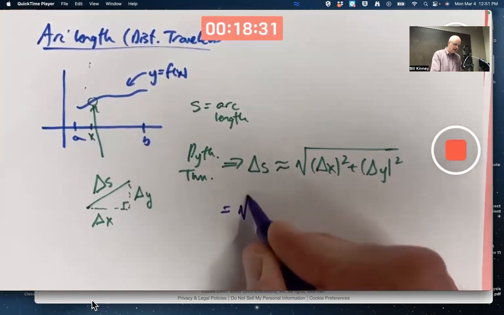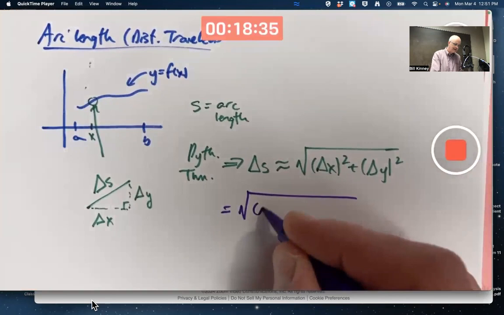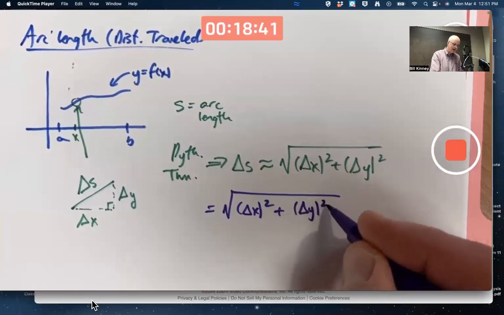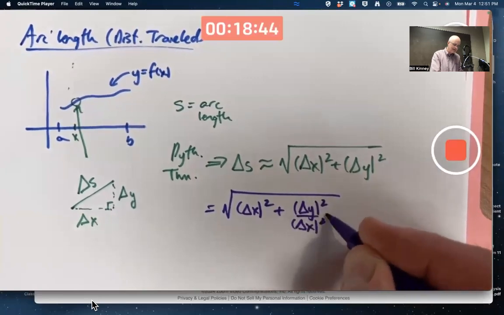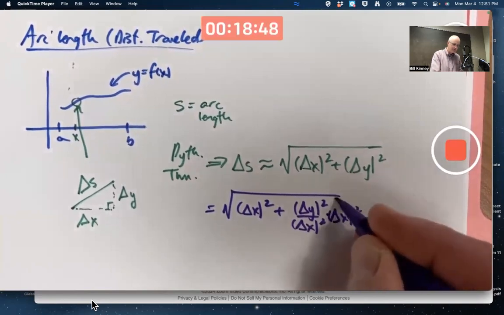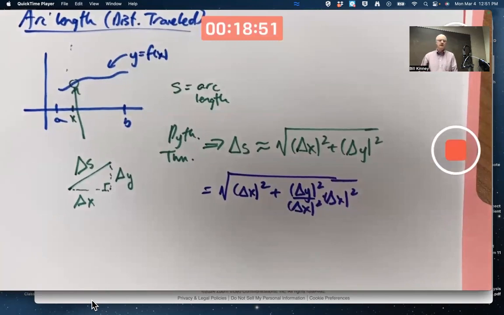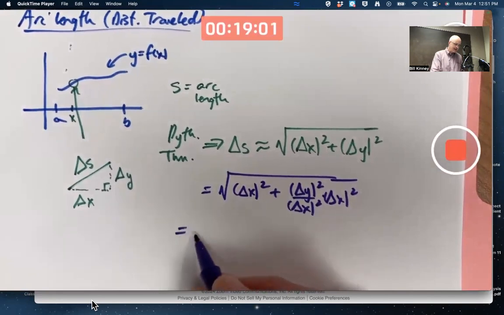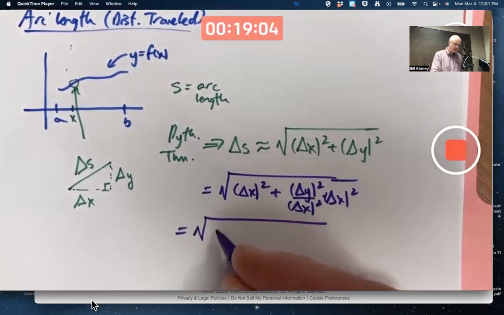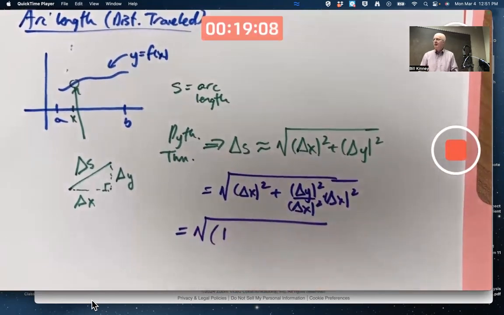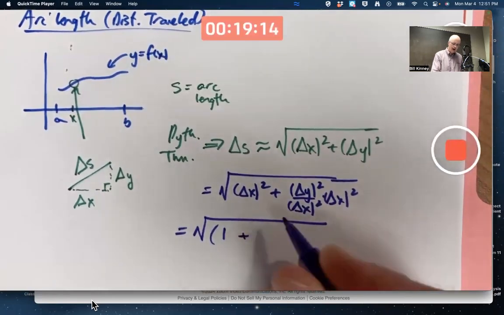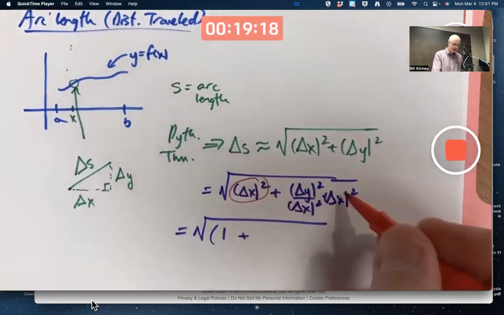Then you do a bit of trickery. You write delta y squared as delta y squared over delta x squared times delta x squared. Just a trick there of multiplying by 1, delta x divided by delta x, assuming delta x is non-zero. For the purpose of rewriting this expression in a way that's going to ultimately give me a Riemann sum. I'm going to factor the delta x quantity squared out of both terms. It's here in the first term and it's here in the second term.